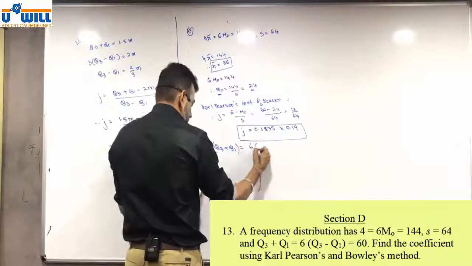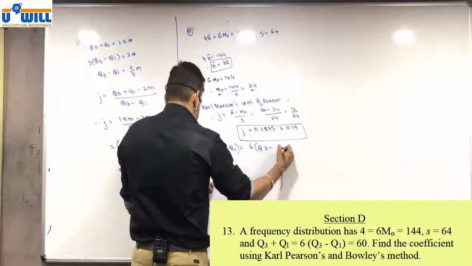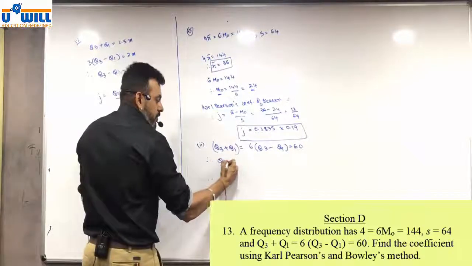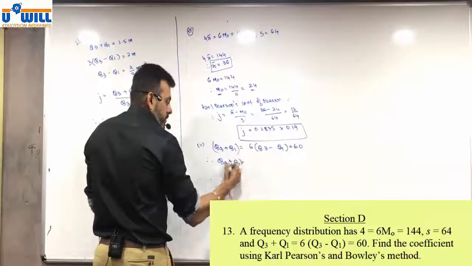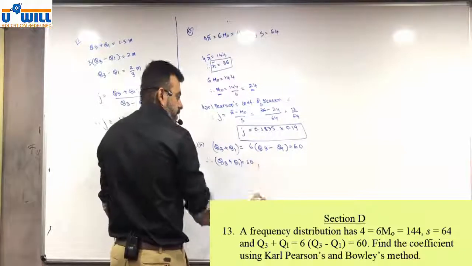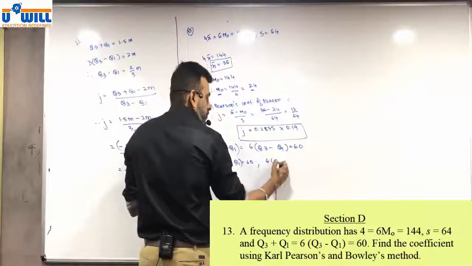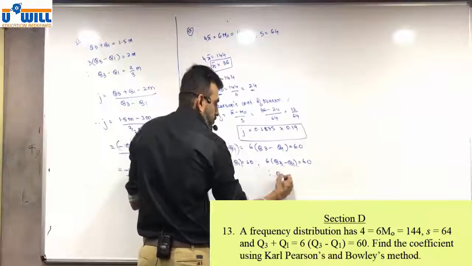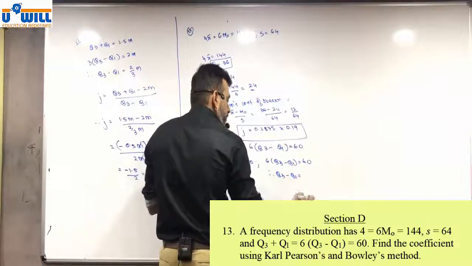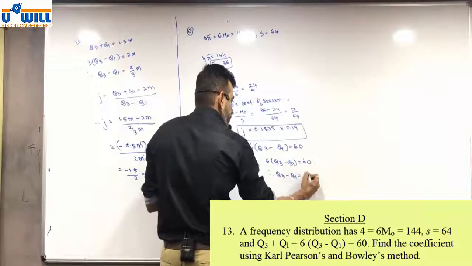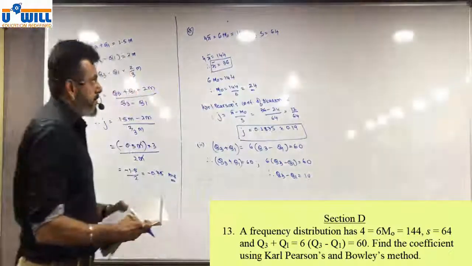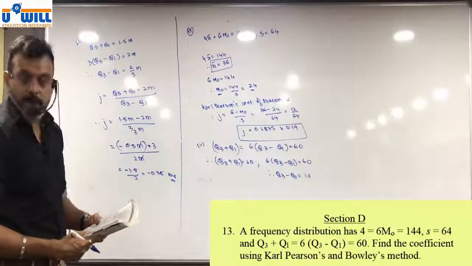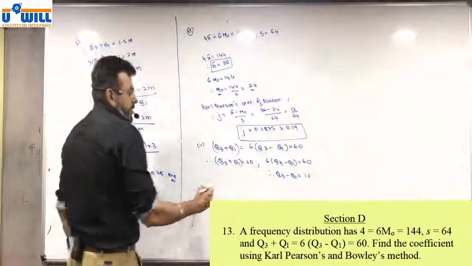is equal to 6 times Q3 minus Q1 is equal to 60. Therefore, Q3 plus Q1 is equal to 60 and 6 Q3 minus Q1 is equal to 60. Therefore, Q3 minus Q1 is equal to 10. Now, what else we need? We have to find the median.